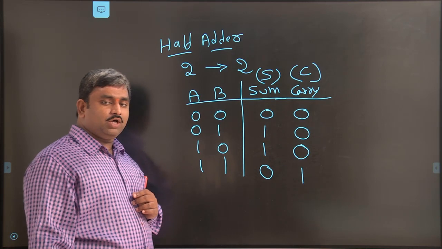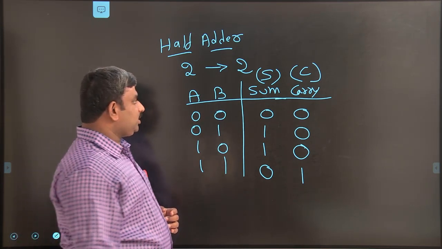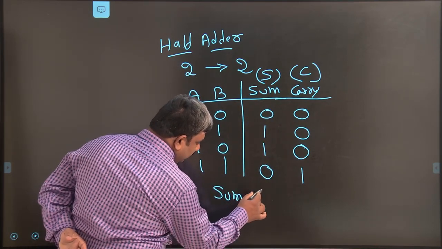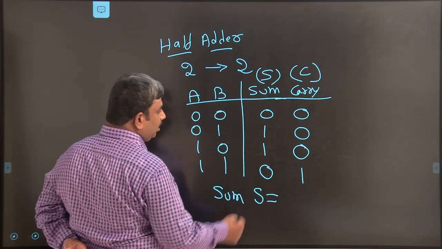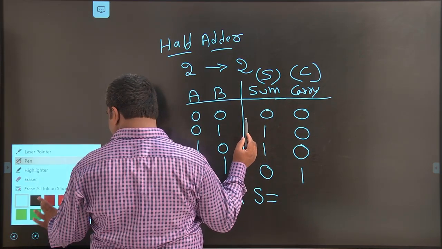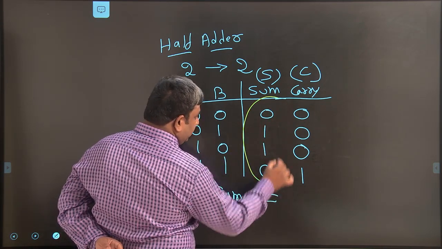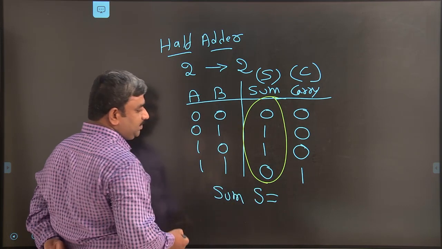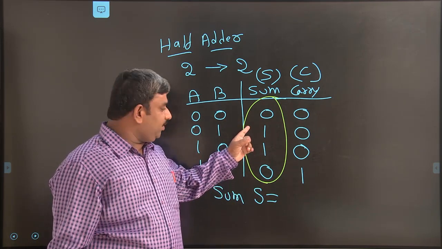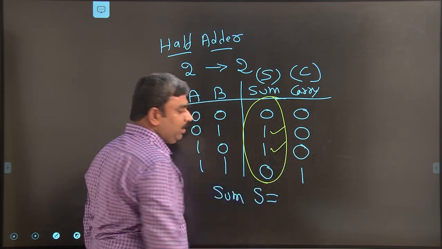Now our next task is to derive an expression for sum and carry. Coming to the sum expression, S is equal to... So these are the sum output combinations. From the sum output combinations, you have to check wherever you get the output 1. So here I got 1 in two places.